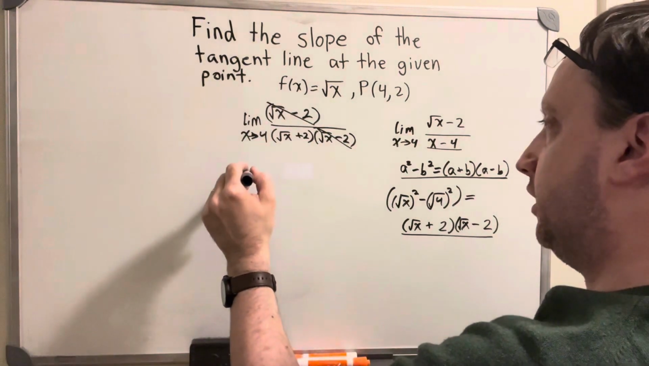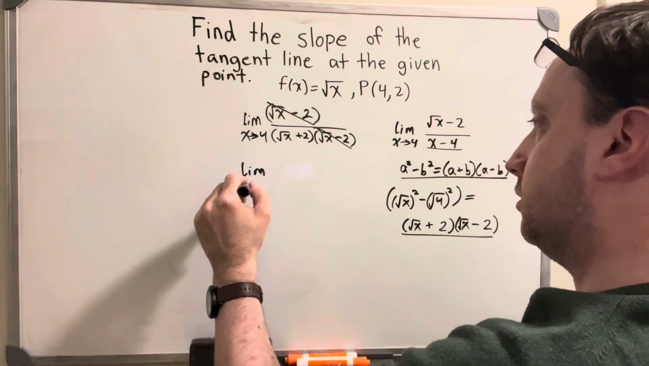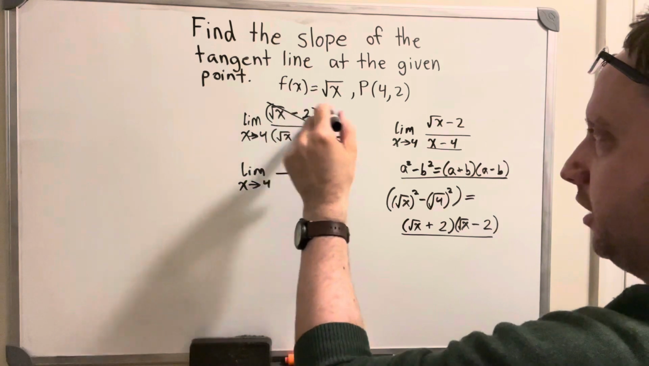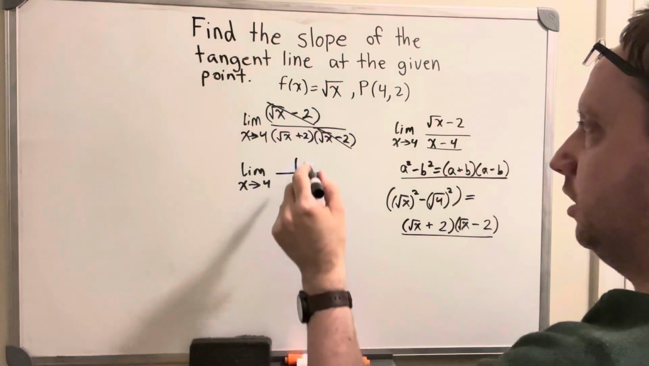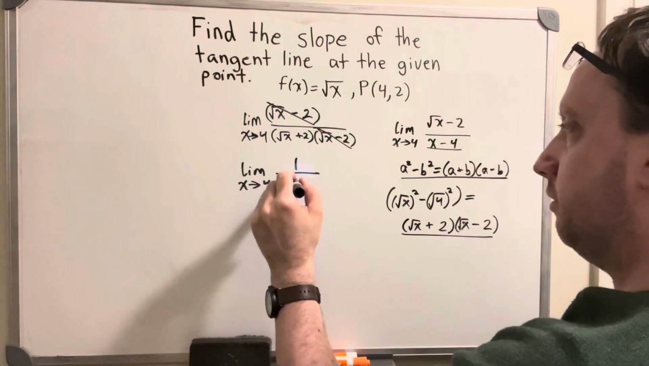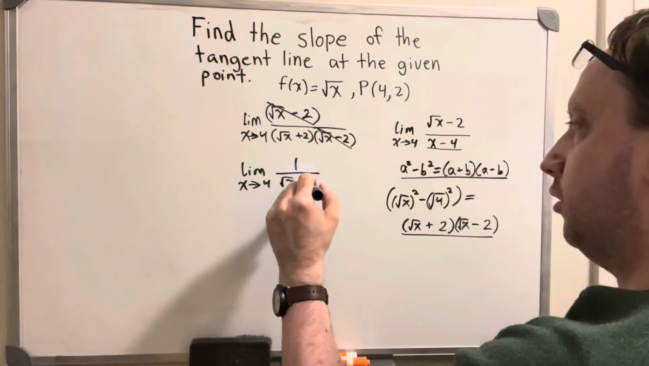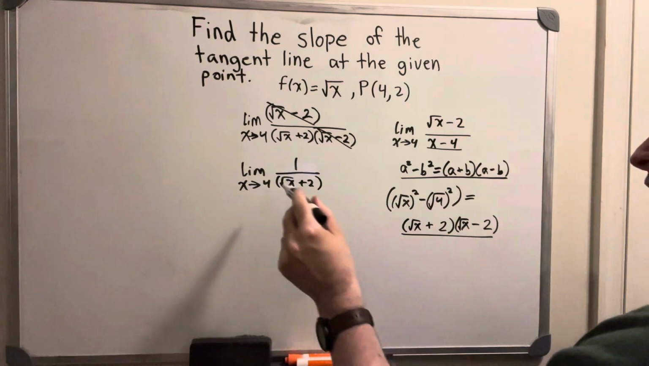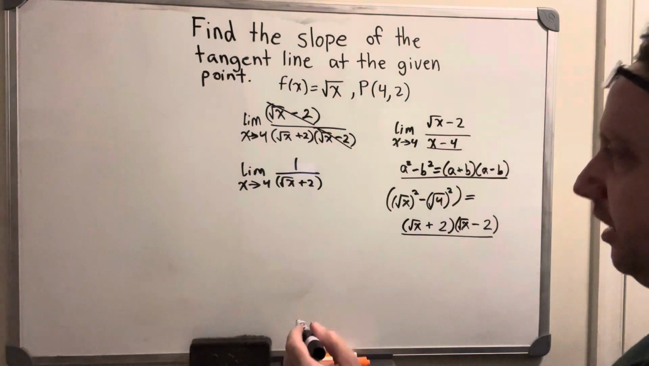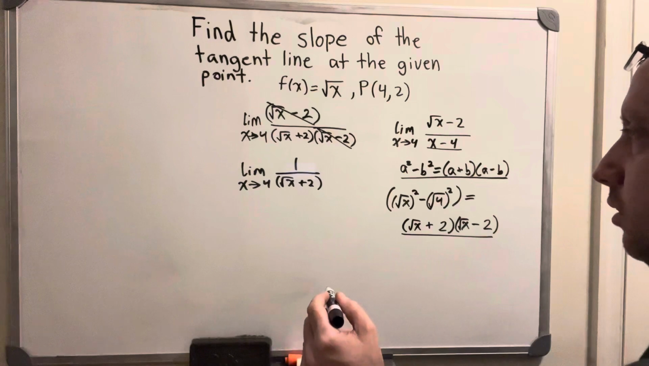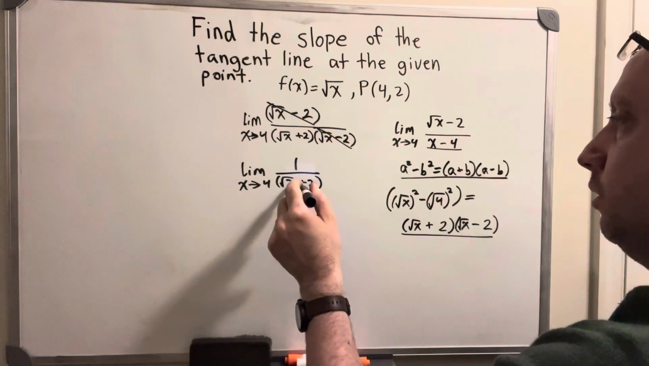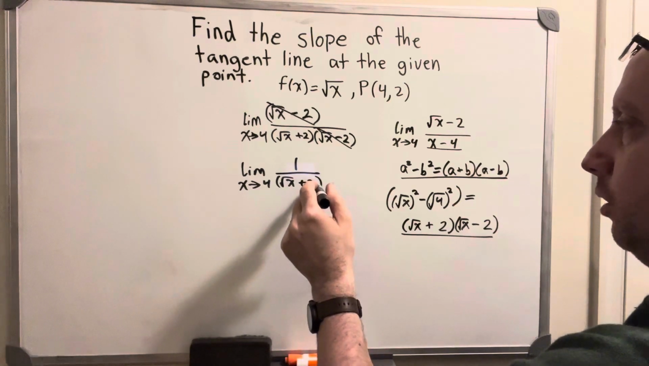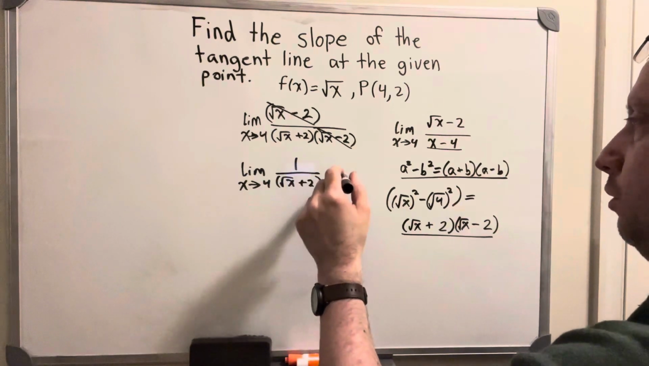And what's left over is, if there's nothing left up here, we just write a 1. And now we have the square root of x plus 2. And this one can be evaluated at 4. What's the square root of 4? 2. What's 2 plus 2? 4. What's 1 over 4? 1/4.